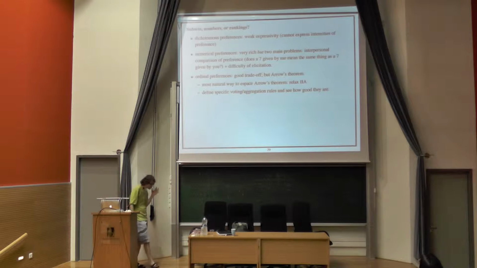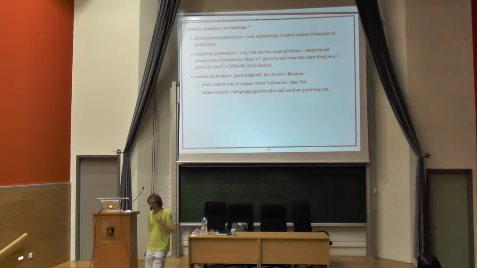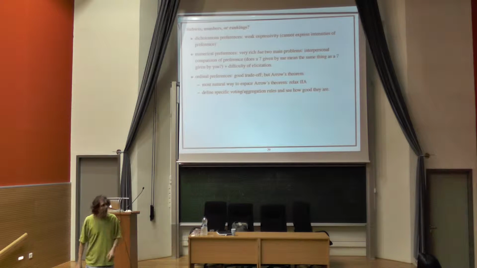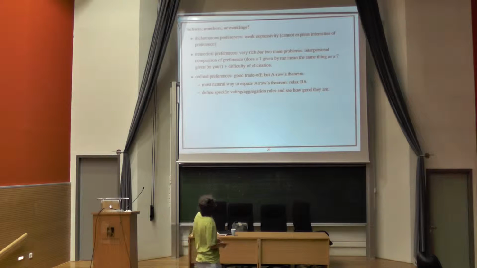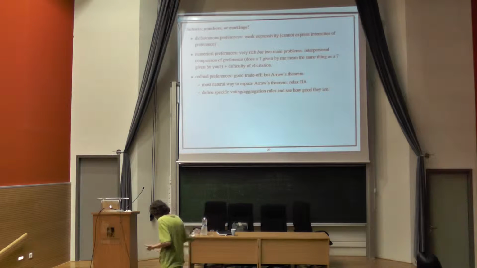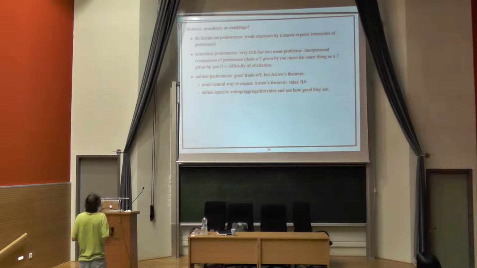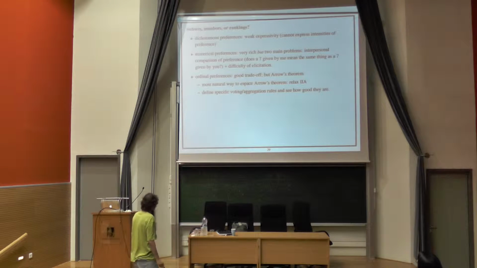So the conclusion about this discussion about whether we should allow rankings or subsets or numbers: dichotomous preferences, so specifying subsets, this is simple, but maybe too weak. The expressivity is too weak. You cannot express intensities of preference. Numerical preferences are very rich, but we have 2 main problems. The first is difficulty of elicitation, which I've talked about many times already. And the second one is interpersonal comparison of preference.